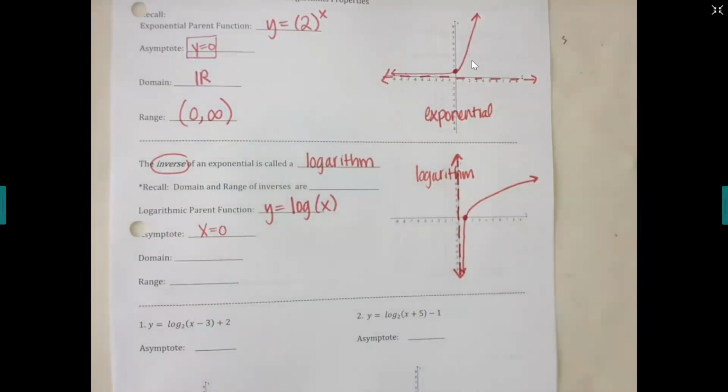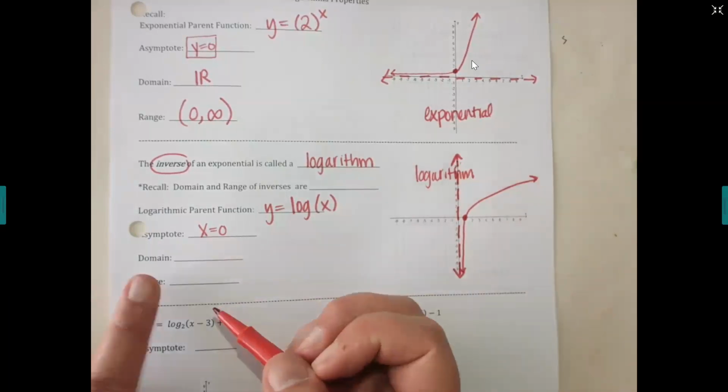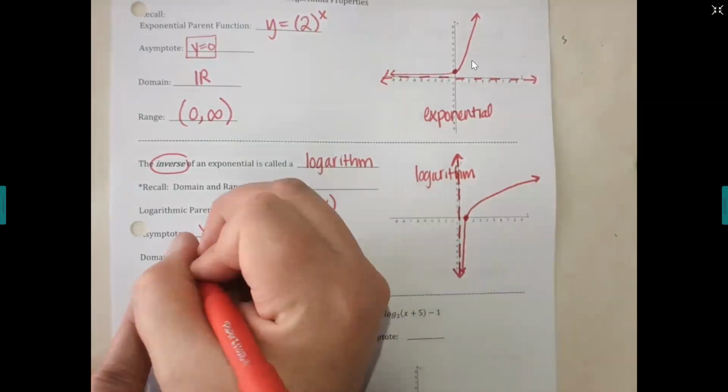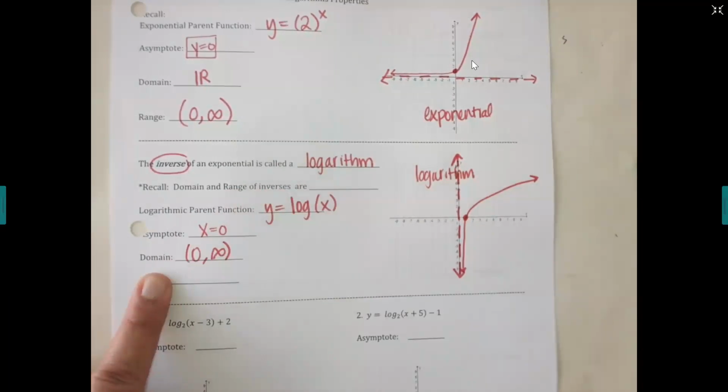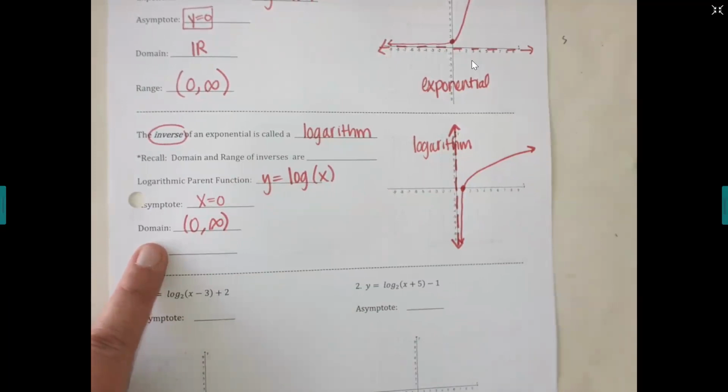Then for your domain for this one, look at that graph we just did. Will my domain still be all real numbers? Can it go to the left forever? No, because it gets cut off at 0. So your domain is now restricted, I can't go past 0. And not only can I not go past 0, but I can't touch 0, so I'm going to give it a parenthesis. But now what about my range? Now my range is all real numbers.